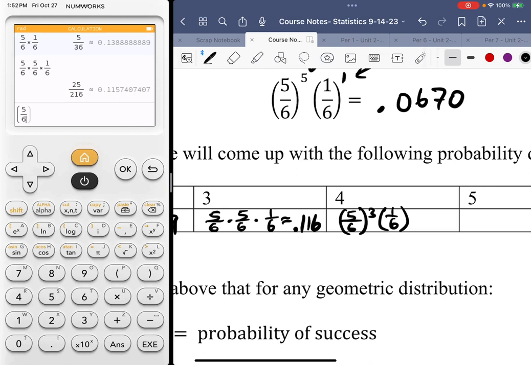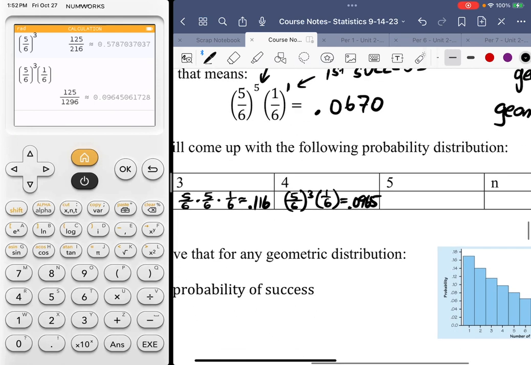So 5 over 6, close it up, raise it to a power of 3. Should do it all in one shot. Then multiply by 1 over 6. And I get about 0.0965.